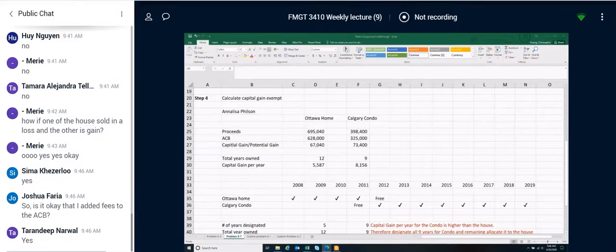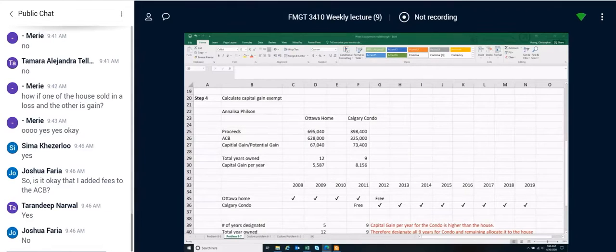No, you shouldn't add fees to the ACB. Why? Because ACB represents cost. Did you incur these fees to buy the home? So it should not be part of ACB.